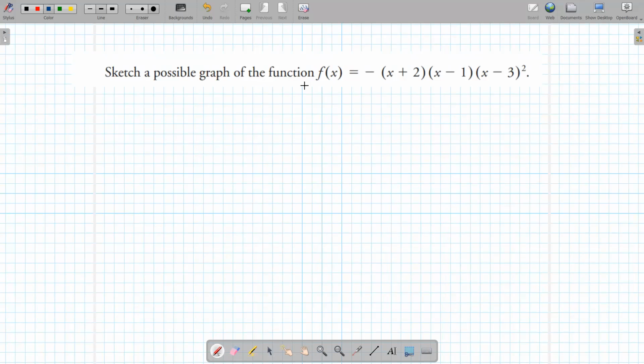Sketch a possible graph of this function. We're interested in a bunch of things. Let's make it 4 things. What is the degree of this function? What is the leading coefficient? What are the x-intercepts? And what are the y-intercepts? We don't care about the vertex in this course because that's very hard to find. So tell me, look at this. What's the degree of this function combined?